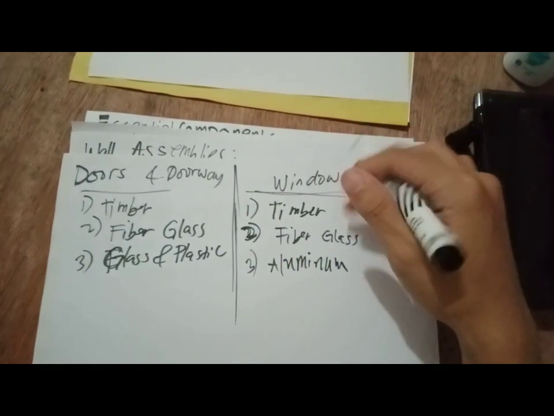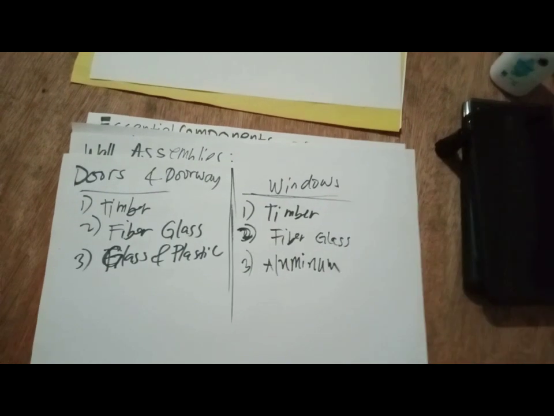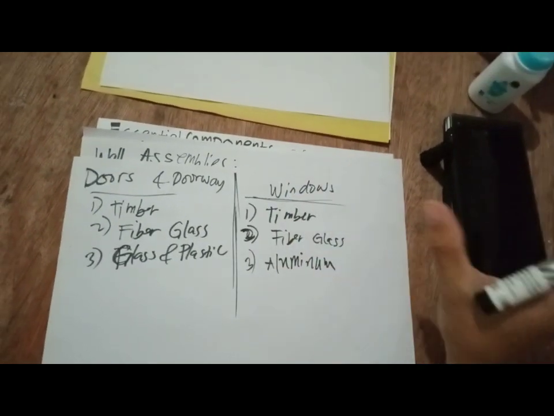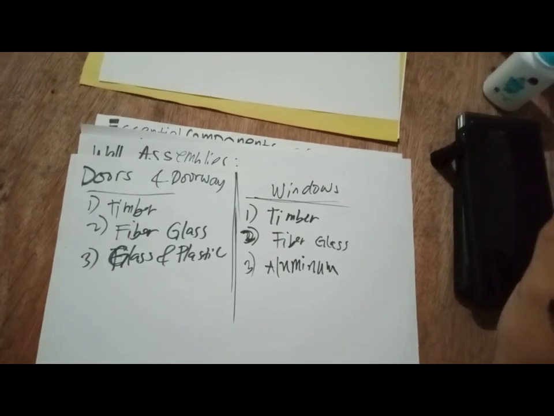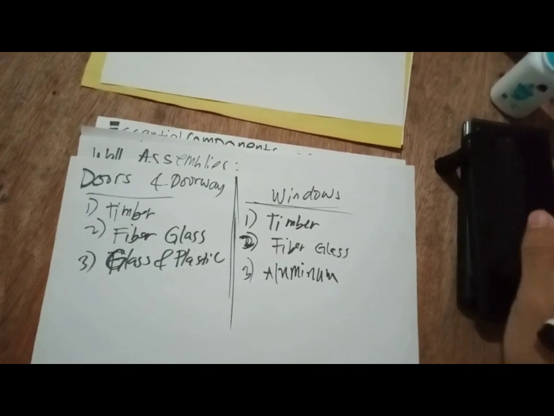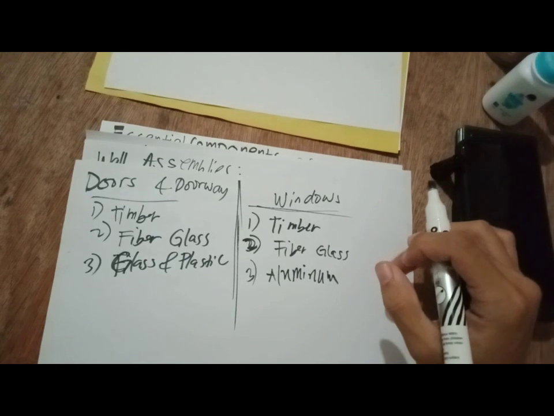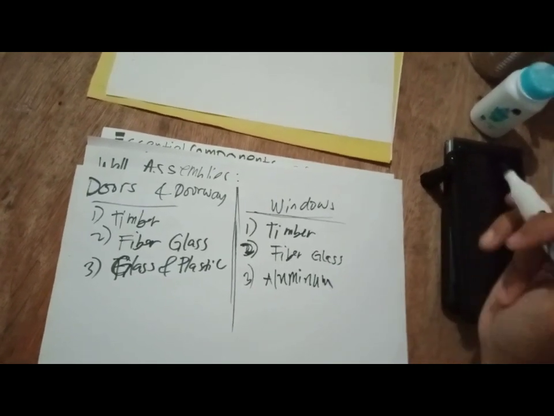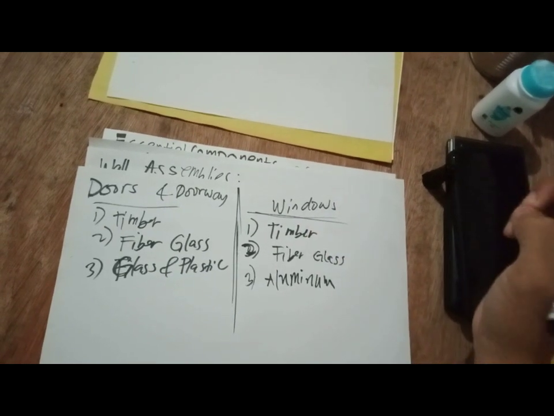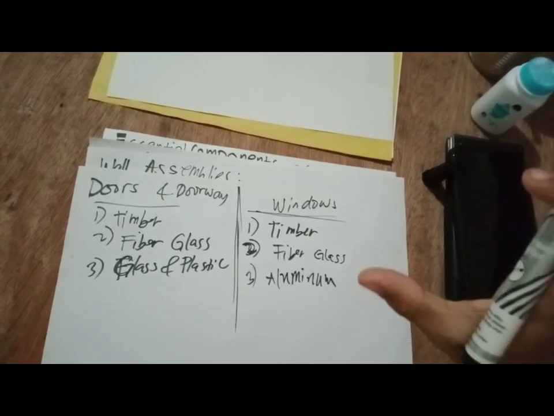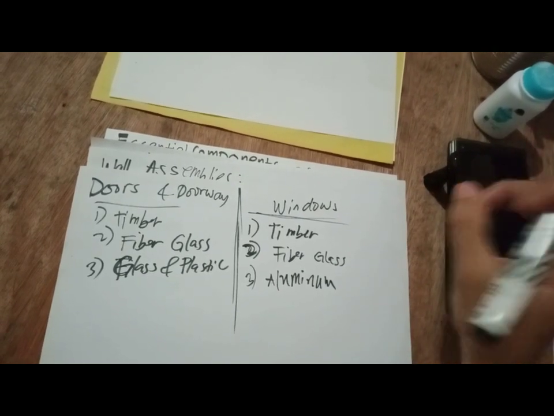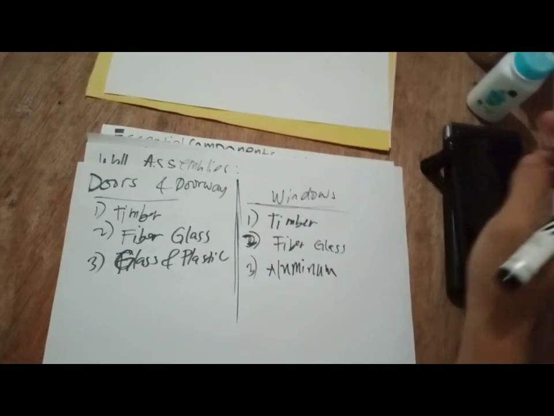And for windows, they also use fiberglass, aluminum, and timber, for proper installation in your building, and also for ventilation. Timber is good as an insulator, so it can provide insulation for your building, just like the purpose in the door and doorway.